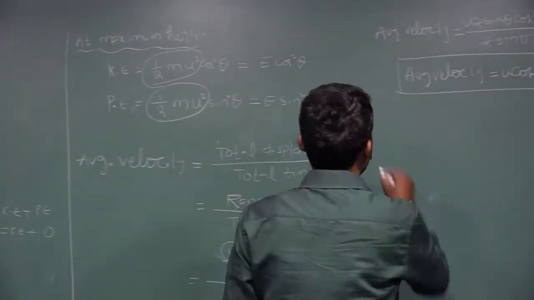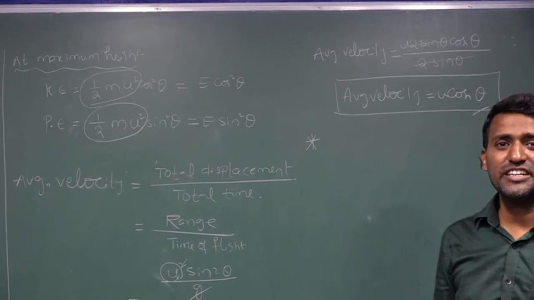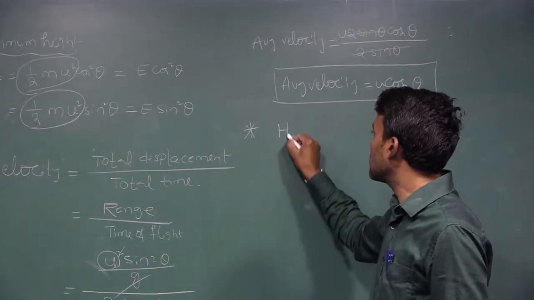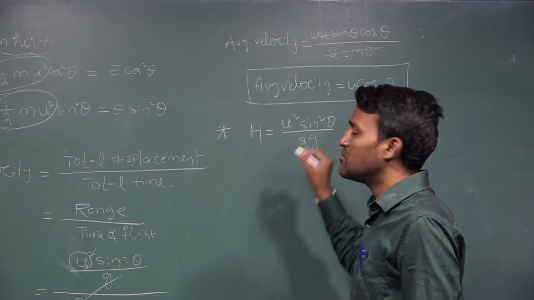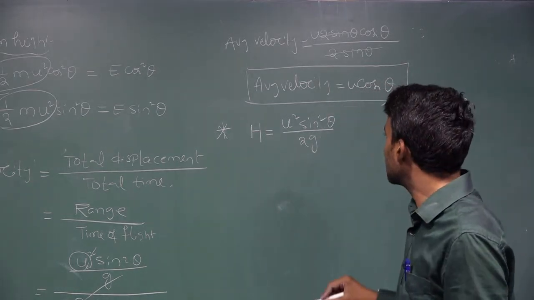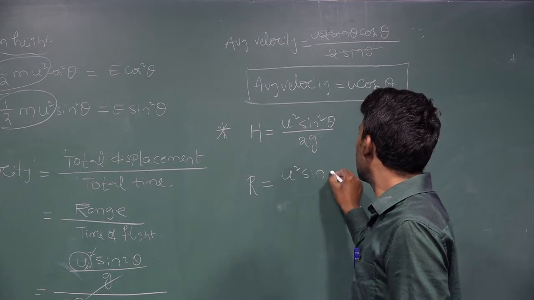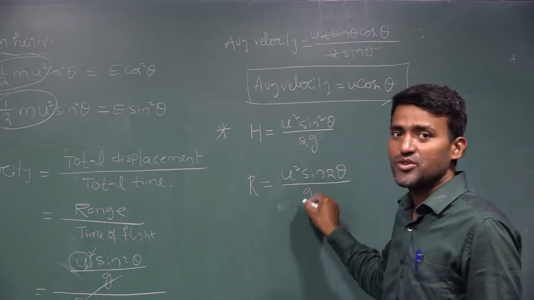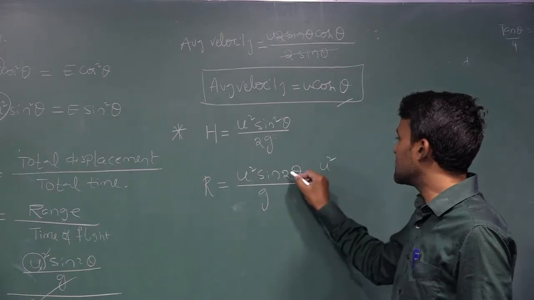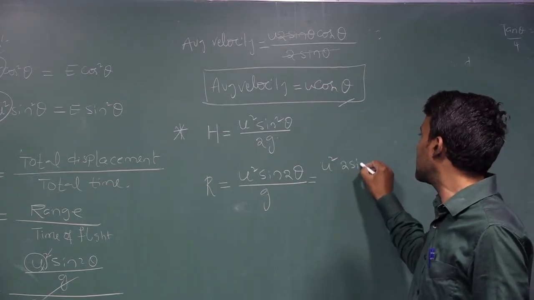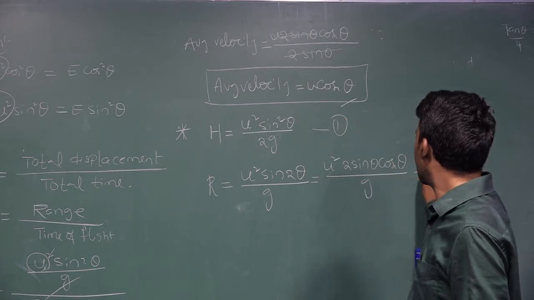Now we can find the relation between the maximum height and range. What is the maximum height equation? Maximum height is u square sin square theta divided by 2g, and the range equation is R is equal to u square sin 2 theta divided by g. Now you can write this as u square, 2 sin theta cos theta, divided by g, isn't it? Now this is equation 1 and equation 2.